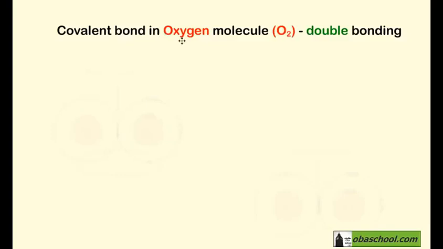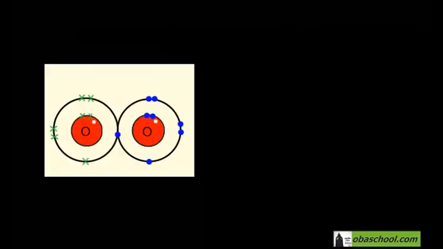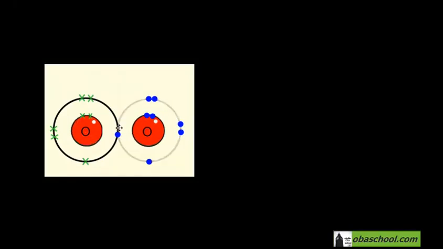Covalent bond in oxygen molecule O2. Double bonding. O2 is made up of two oxygen atoms. Consider this representation of the O2 molecule. Notice the shared pair of electrons between them. So this represents the first covalent bond.